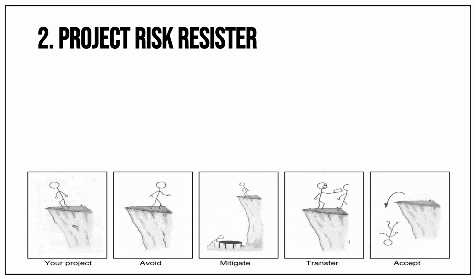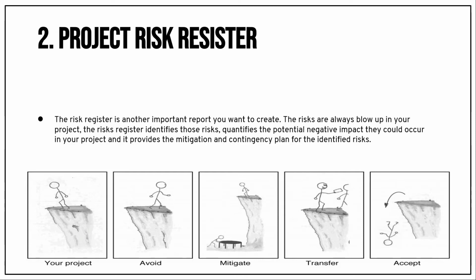So the second type of project status report is the risk register. The risk is very important for any project. Particularly, the project manager is responsible for managing the risk and providing the status to the stakeholders. So the risk register is another important report you want to create.